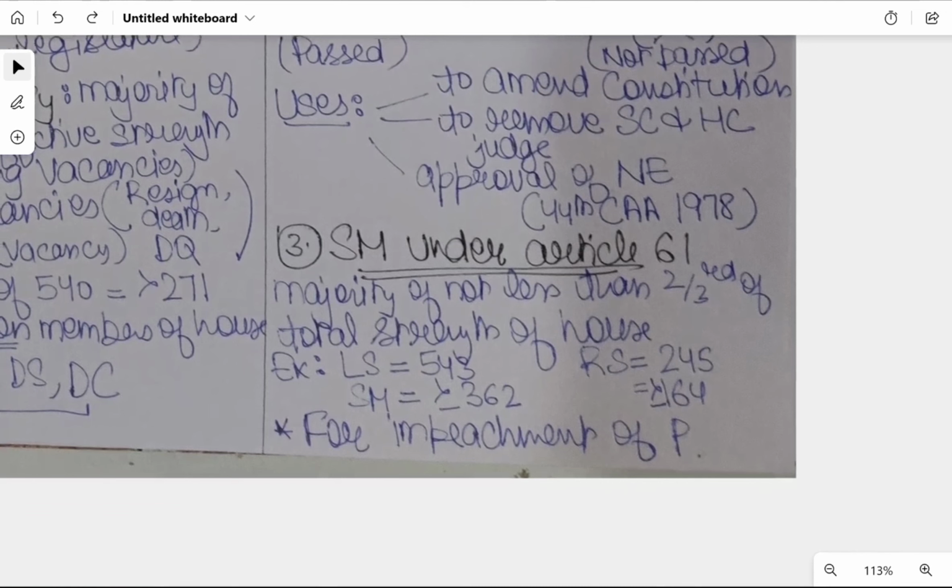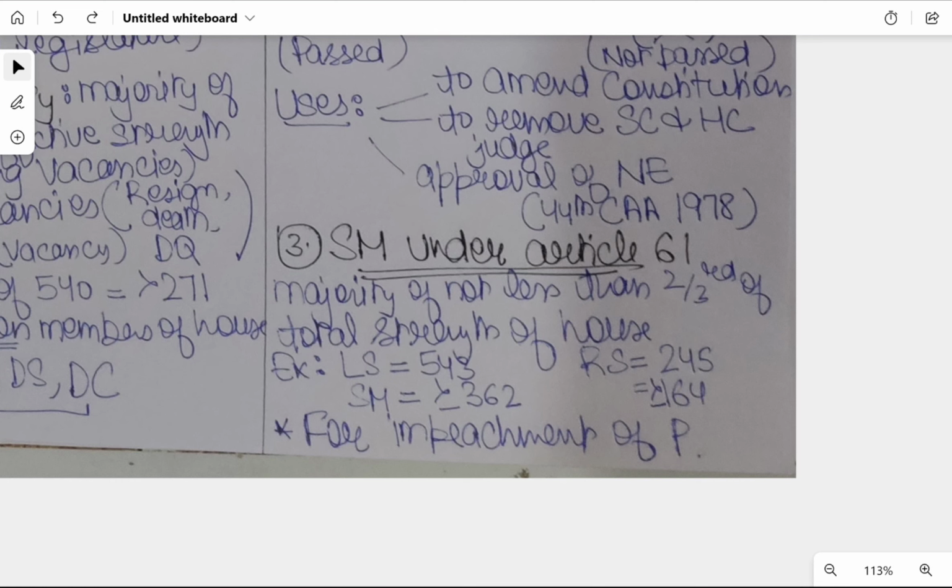The third type of majority, special majority under Article 61. It is the majority of not less than 2/3 of the total strength of the house. It is the most difficult of all the majorities, because you have to prove 2/3 of the total strength.